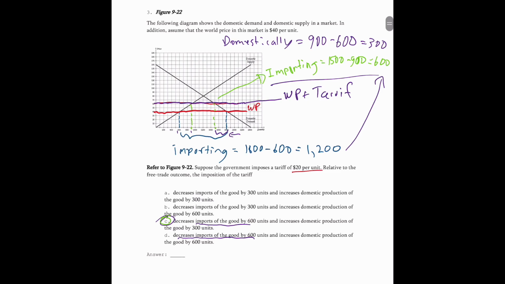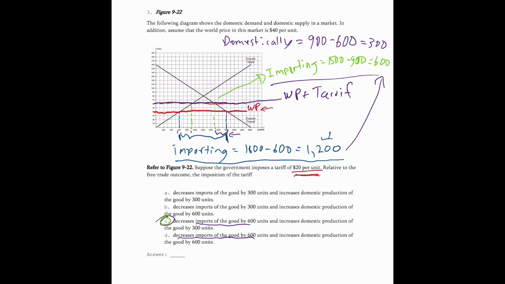Question 3. The following diagram shows the domestic demand and domestic supply in a market. In addition, assume that the world price in this market is $40 per unit. So I went ahead and put that world price right there in red. Then the question asks us to further say that the government imposes a tariff of $20 per unit relative to the free trade outcome. The imposition of the tariff decreases imports and increases domestic production. Previously, we were importing this blue amount, the difference of 1,800 and 600. So we were importing 1,200.